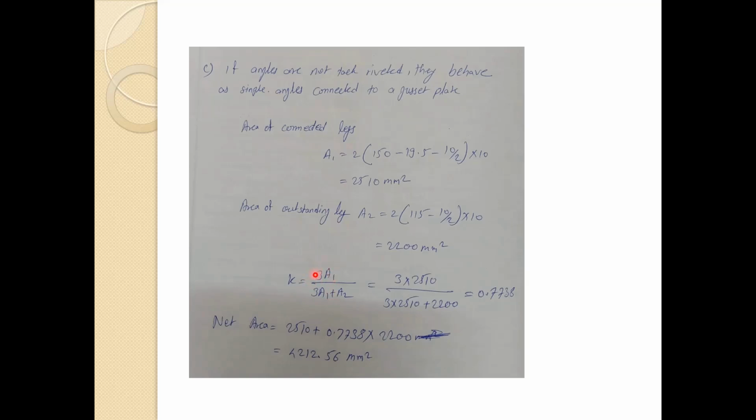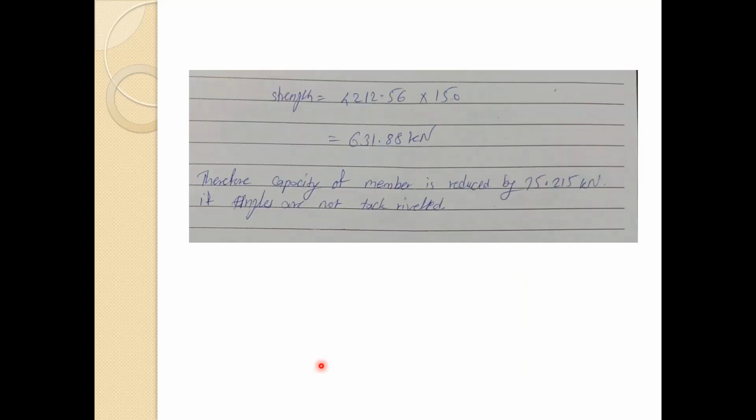Since they are behaving like a single angle, we use the formula K equals 3A1 divided by 3A1 plus A2. So we get 3 into 2510 divided by 3 into 2510 plus 2200, which gives 0.77. The net area is A1, that is 2510, plus K A2. Finally we have the area 4212.56 mm square, and the strength becomes 631.